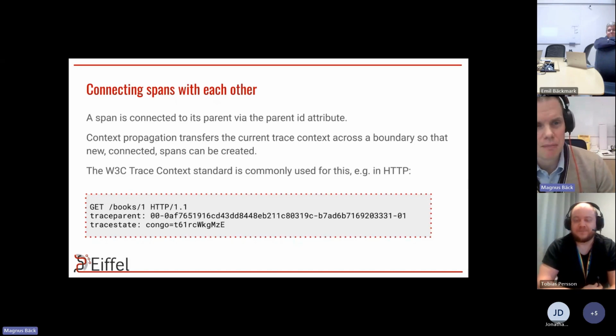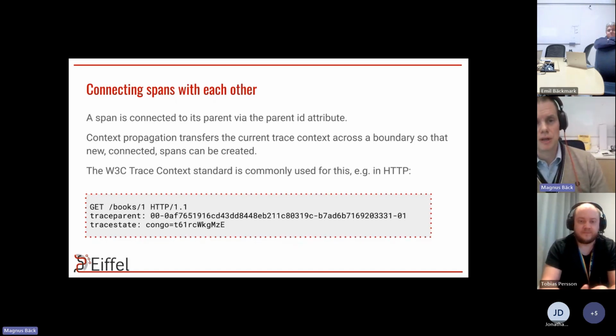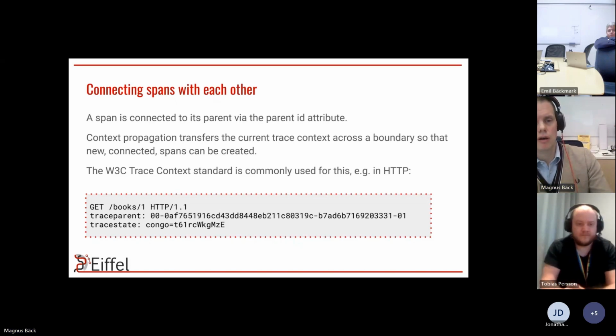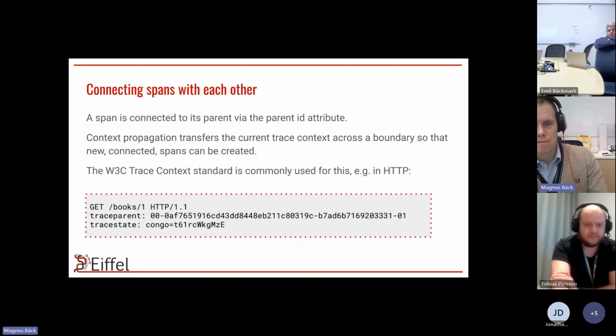Okay, so a little bit more on how spans are connected to each other. I mentioned earlier, in response to the question, that spans are connected to their parents via the parent ID attribute, or, I don't know the exact attribute name, I think usually it's called parent ID. Now, if you have a single application that's using an OpenTelemetry SDK and you're creating your spans through that one, this works out pretty automatically.